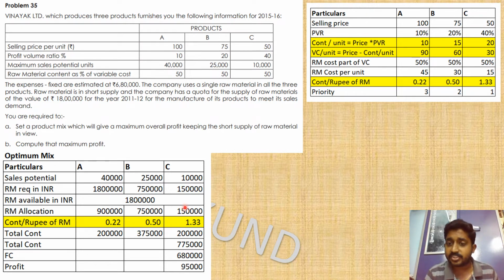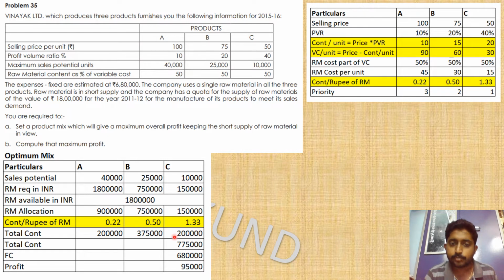Now the RM allocation is done. Now the contribution per rupee of raw material, we have already calculated. And how many rupees of raw material are allocated is also there. So raw material in rupees multiplied by contribution per rupee of raw material, what will this give? This will give you the total contribution. Okay, so raw material allocated multiplied by contribution per raw material quantity. So raw material will cancel each other and it will give you the total contribution from these products.